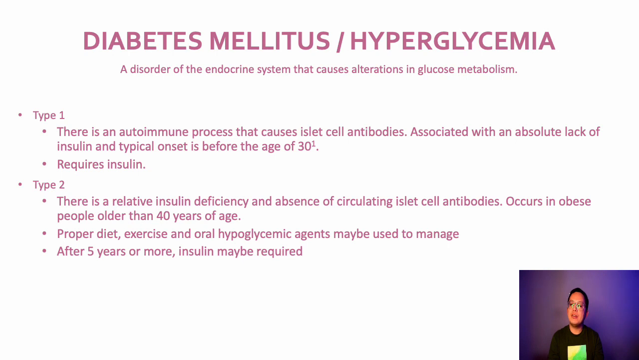Type 2, there is a relative insulin deficiency and absence of circulating islet cell antibodies. Occurs in obese people older than 40 years of age. Proper diet, exercise, and oral hypoglycemic agents may be used to manage DM type 2. After 5 years, this is the sad fact, after 5 years or more, insulin may be required to these patients.